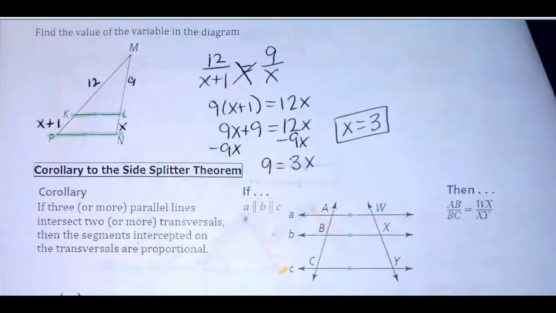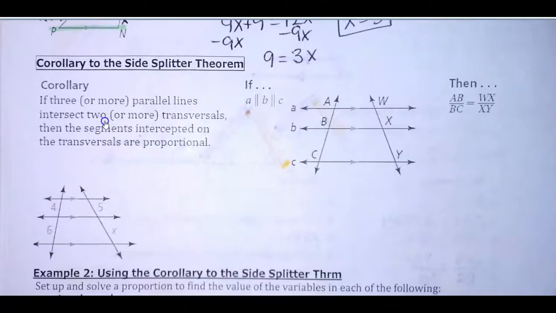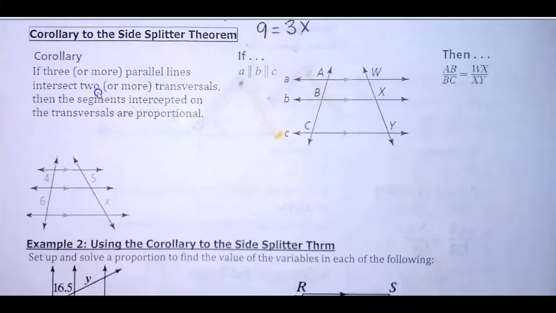Okay, so now I have underneath here, this is just a little corollary to the side splitter theorem. A corollary is kind of like an extension of the theorem. So the side splitter theorem requires you to have parallel lines within a triangle set. The corollary here just requires you to have parallel lines that intersect a transversal. So here's what this says.